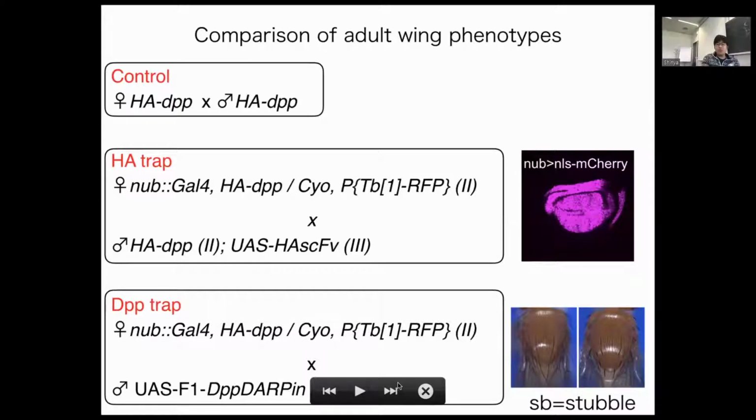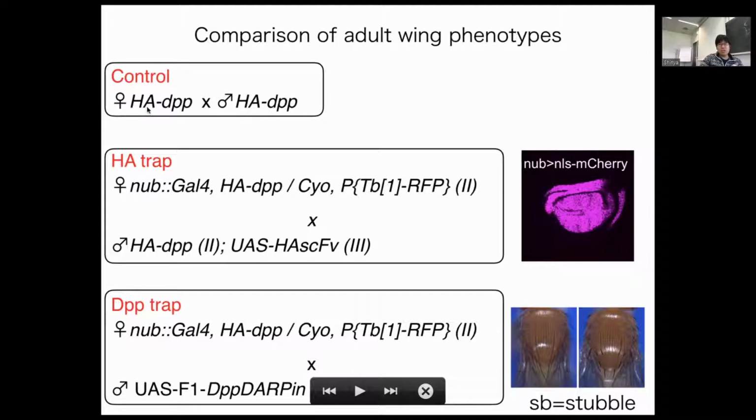Now I would like you to compare the adult wing phenotypes from these trapping systems. Here I prepared three crossing tubes. Of course, you don't have a chance to observe these phenotypes under the microscope by yourself, so I took images from the three conditions and saved them in ADAM. After this session, you can go to ADAM and check the images.